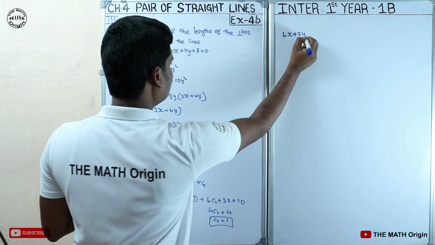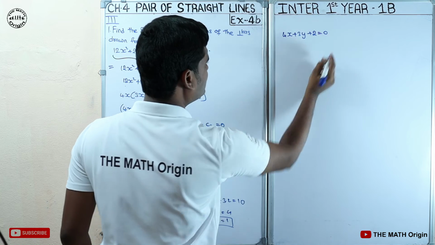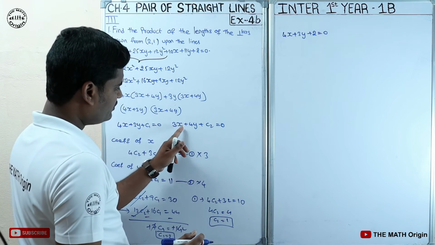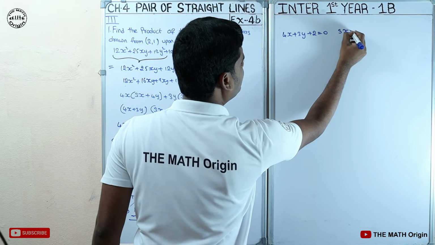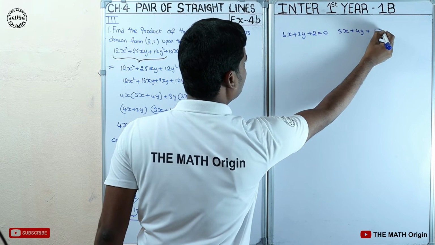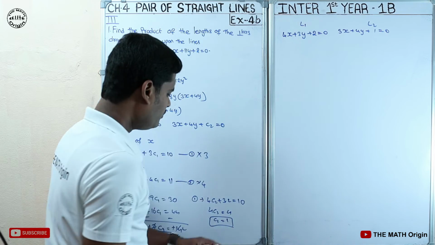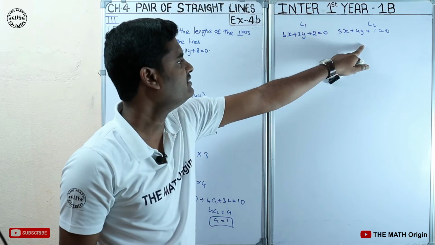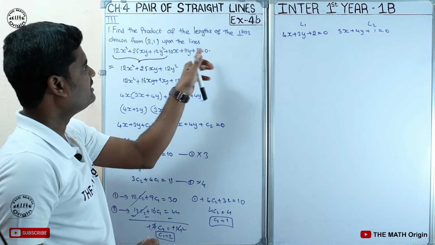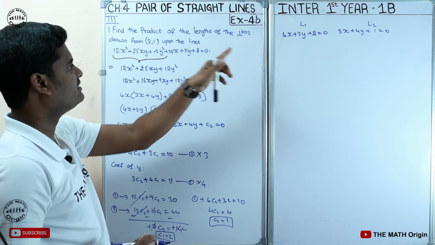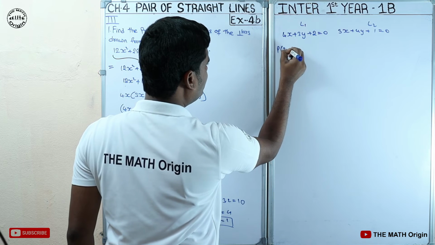4x plus 3y plus c1, c1 is 2, plus 2 equals 0. And the other equation is 3x plus 4y plus c2, 3x plus 4y plus 1 equals 0. This is line 1 and this is line 2. Now we got the separate straight line equations of this given pair of straight lines equation, and as I mentioned, these lines are passing through point P, 2 comma 1.